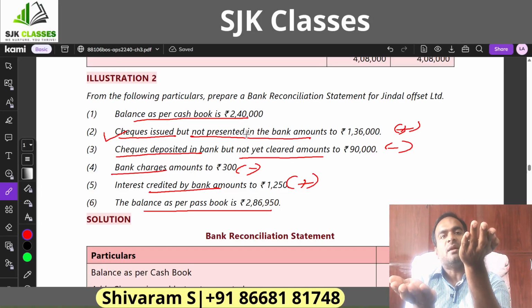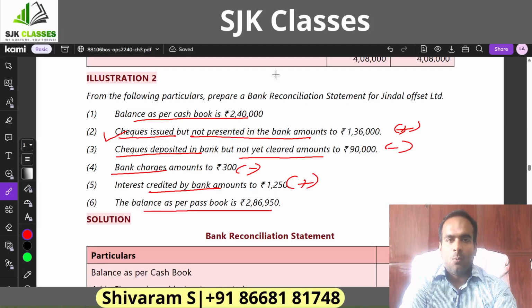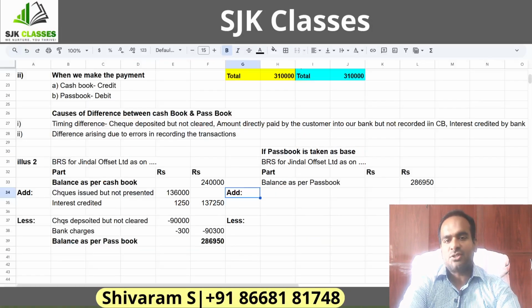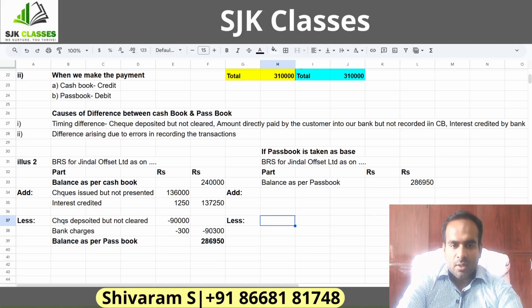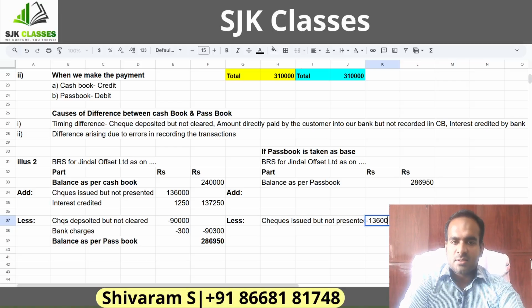Now plus minus your left hand. So what should you do? To match with right hand, left hand has to be reduced. So 1,36,000 will be shown as a reduction. So what will you do? Come to the less part. Checks issued but not presented. And the amount is 1,36,000.